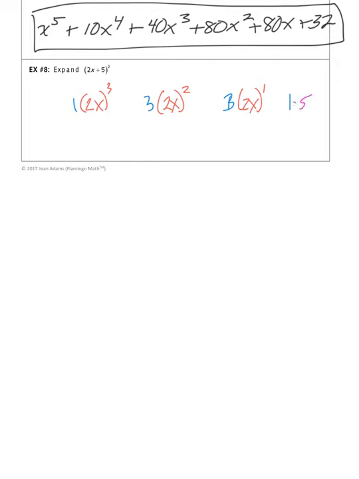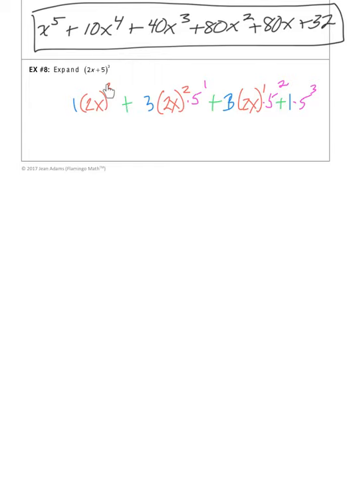So times 5 to the 3rd, times 5 to the 3rd, times 5 to the 3rd. Oops. Clearly, I missed a step there. It should be 5 to the 2nd. I'm just trying to see if you guys are paying attention. And then, of course, this is 5 to the 0. We have a plus in the middle, so our signs should all be positive. And so this one is going to require a little bit more work on our part.